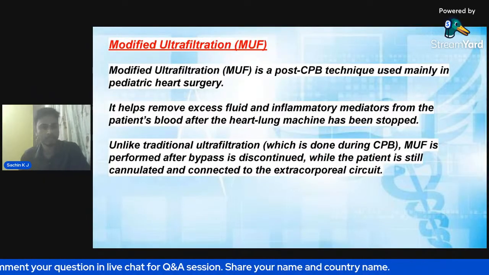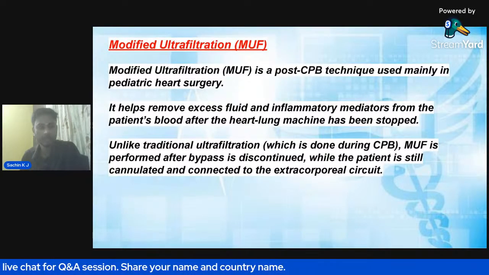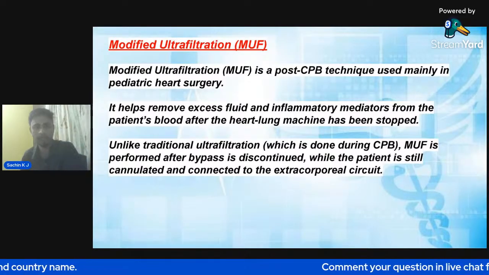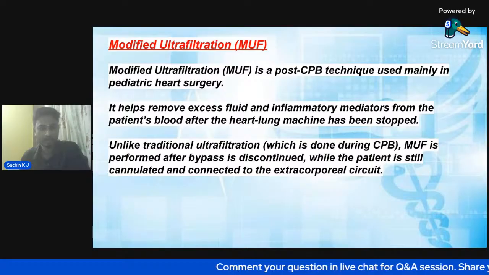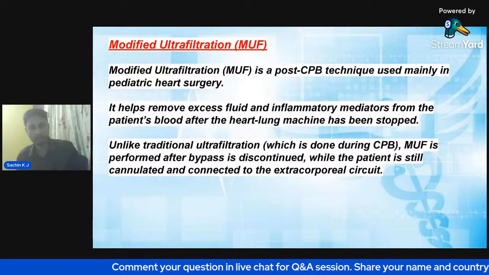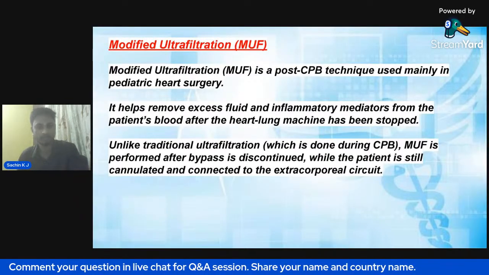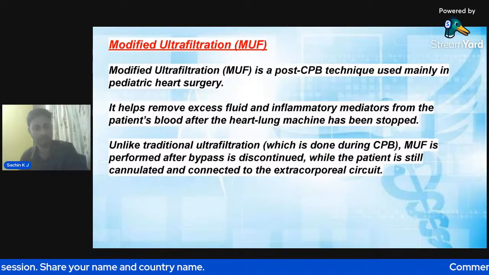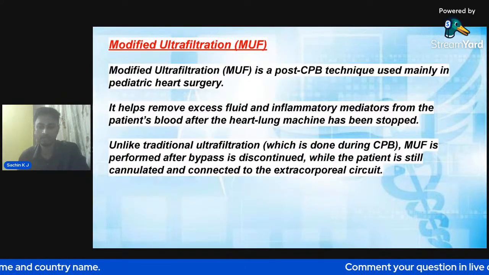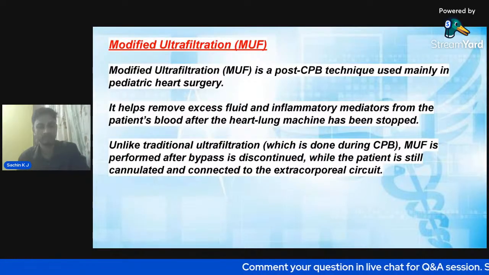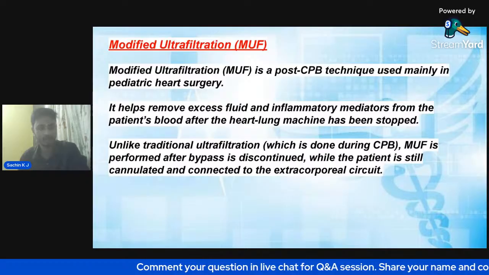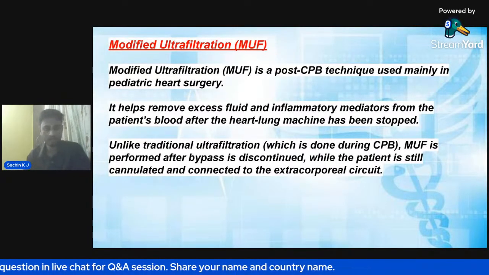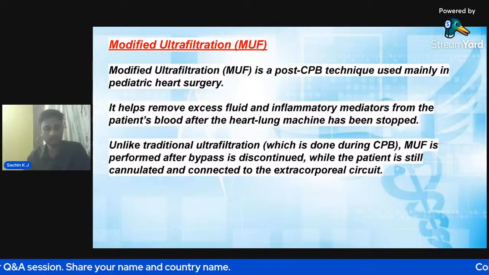Then I'm going to modified ultrafiltration. Modified ultrafiltration, MUF, is a post-CPB technique used mainly in pediatric heart surgery. It helps to remove excess fluid and inflammatory mediators from the patient's blood after the heart-lung machine has been stopped. Unlike traditional ultrafiltration, which is done during CPB, MUF is performed after bypass is discontinued while the patient is still cannulated and connected to the extracorporeal circuit. Means after coming off, we are doing MUF.